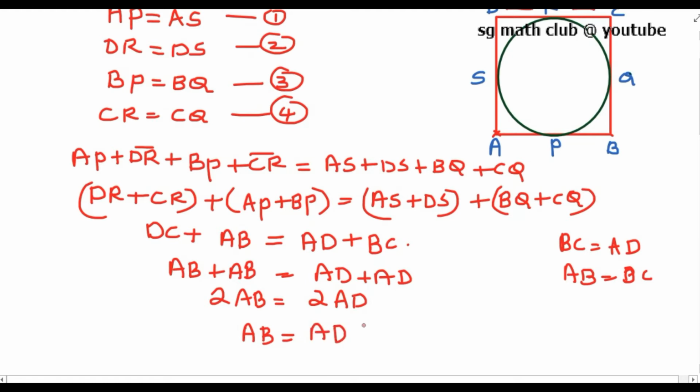But we know that AB is equal to DC. Also we know that AD is equal to BC. So all the four sides are equal. Hence ABCD is a rhombus. So we have proved ABCD is a rhombus using the property that the lengths of tangents drawn from the external point to the circle are equal.